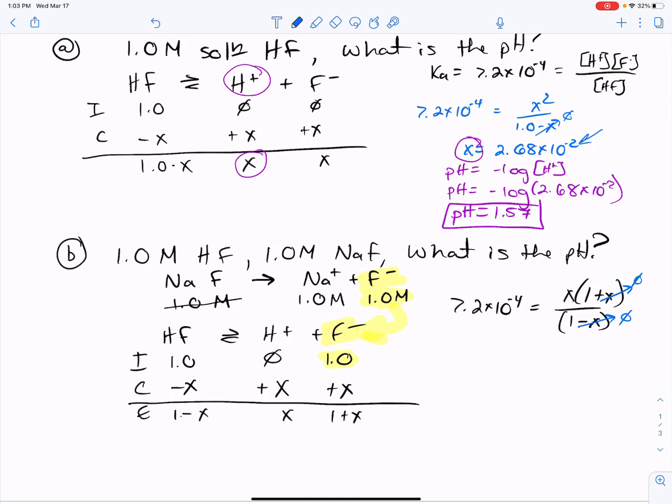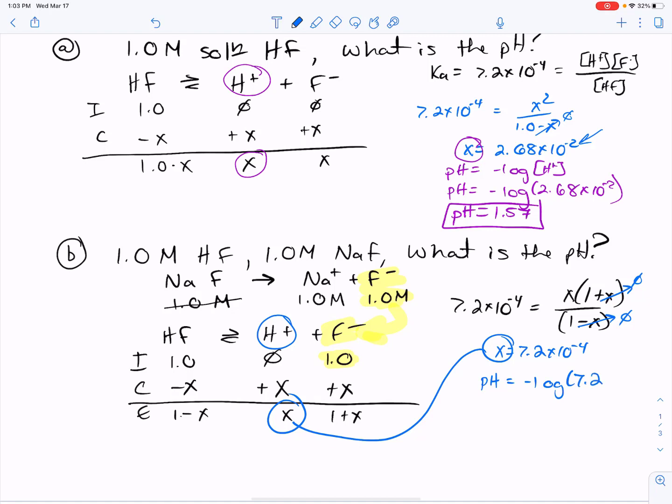So this translates to X equals 7.2 times 10 to the negative 4 approximately, which means our pH, because X once again is equal to our hydrogen ion concentration, equals negative log of 7.2 times 10 to the negative 4, or pH equals 3.14. And so we can see it's a much different pH when we added in a common ion.